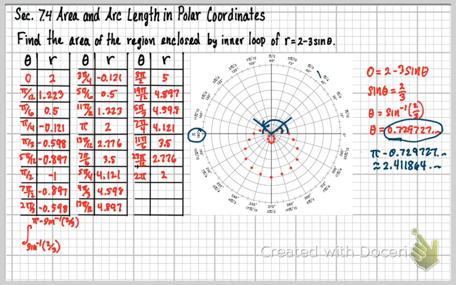And then my function is going to be the 1/2, right? Okay, and then I need my f of theta squared. So that's going to be 2 minus 3 sine theta, that's my f of theta, squared d theta. And this approximates to 0.44088. So there's the answer for this one here.